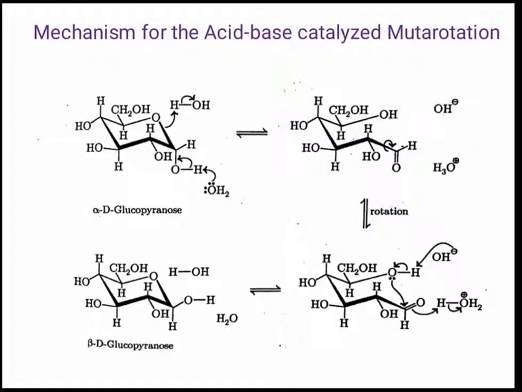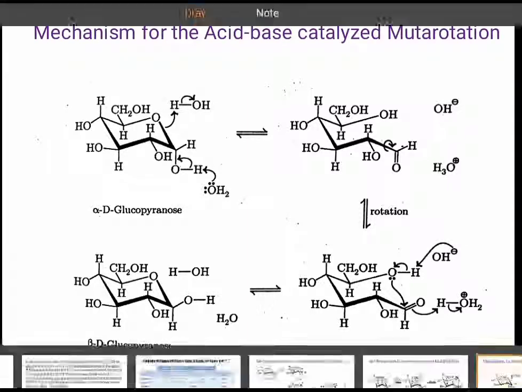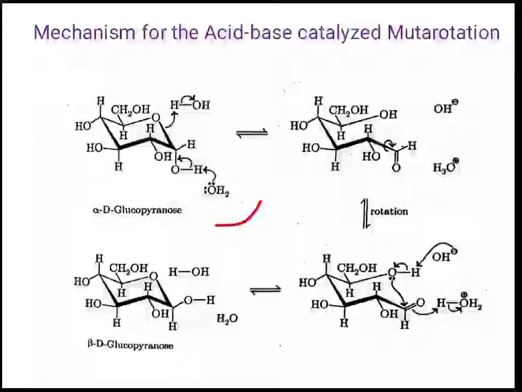Now the mechanism for the acid-base catalyzed mutarotation. If you add both acid and base, mutarotation is possible. Here the acid-base means you are taking water, which can act as an acid as well as a base. So water is taking this hydrogen at first, so this is becoming O minus, this O minus is attacking, and this bond is being broken.